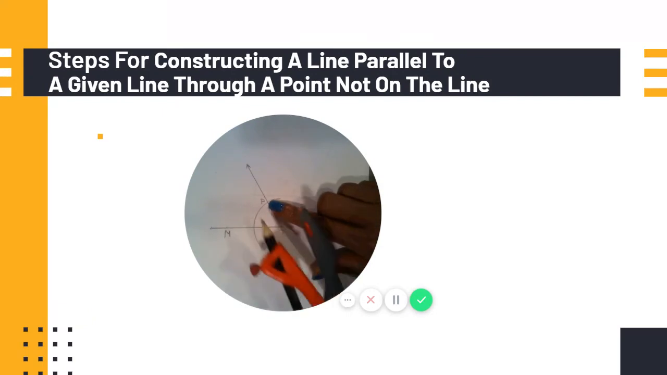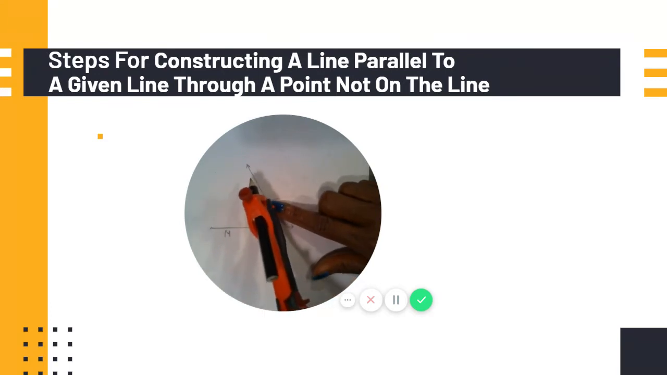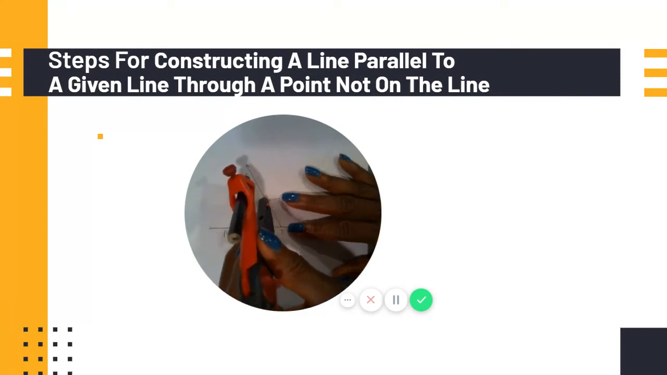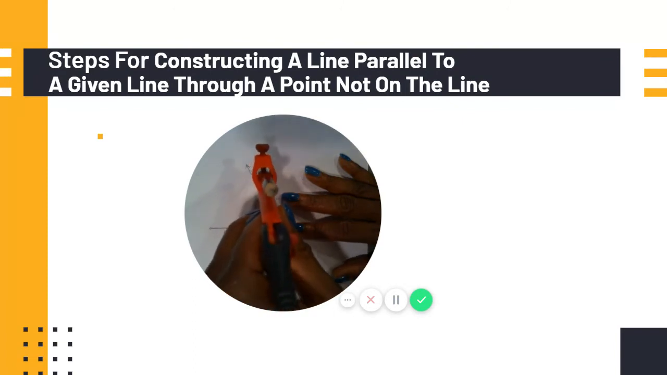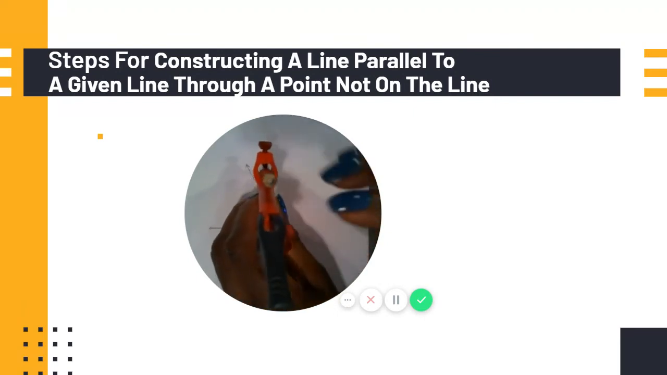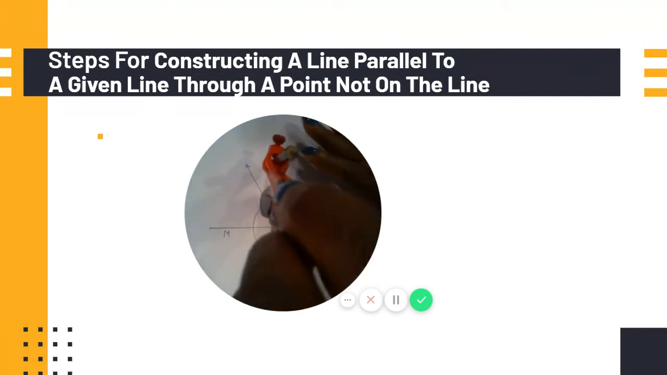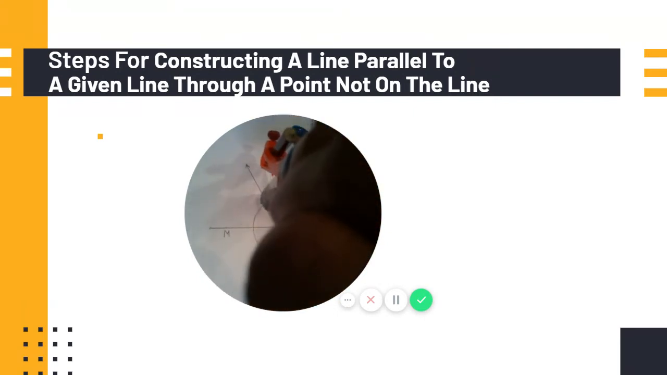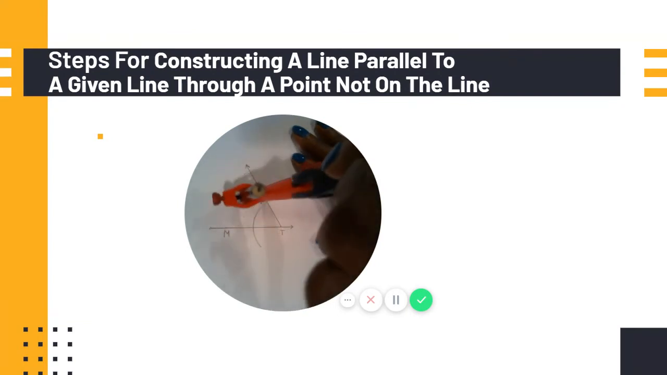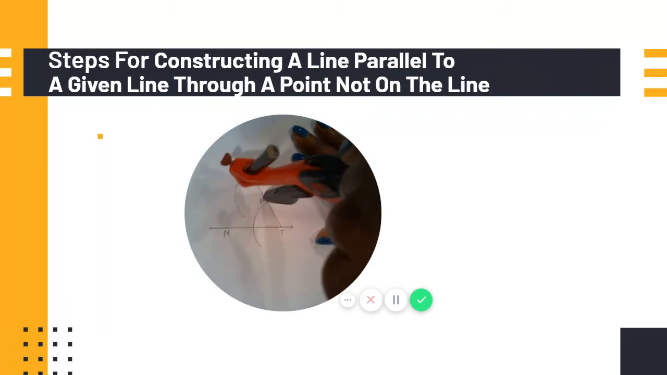Now I'm going to keep this same radius, put the point of my compass on point P, and draw that same arc. We want the arc to have the same orientation or be about the same length, so we can see some intersecting arcs in a few seconds. So I'm going to draw the same arc, making sure it crosses the side of my angle.